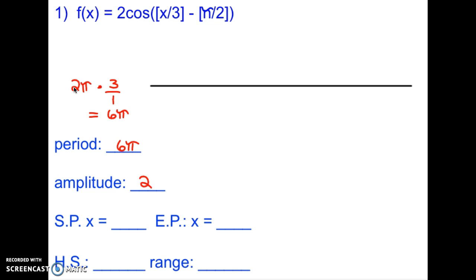The new thing we're doing is the starting point. So remember, whatever is after cosine, in the parentheses, I'm going to set that equal to 0 and solve. So I'm going to set up x divided by 3 minus pi over 2 equals 0, and solve that equation for x. The first thing I'll do is move pi over 2 to the other side, so it becomes positive. And then I will multiply both sides by 3. So you end up finding your new starting value is 3 pi over 2.